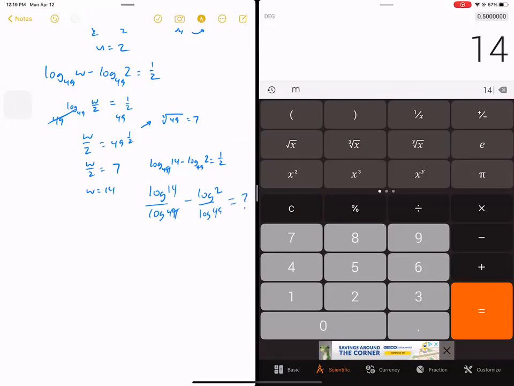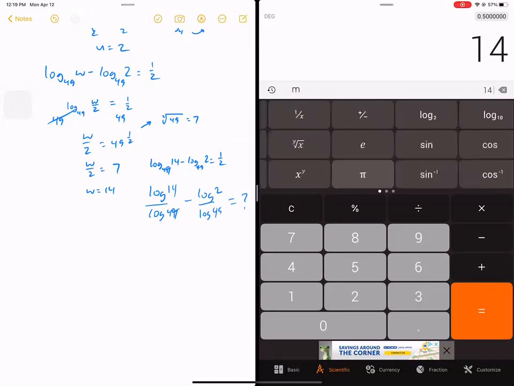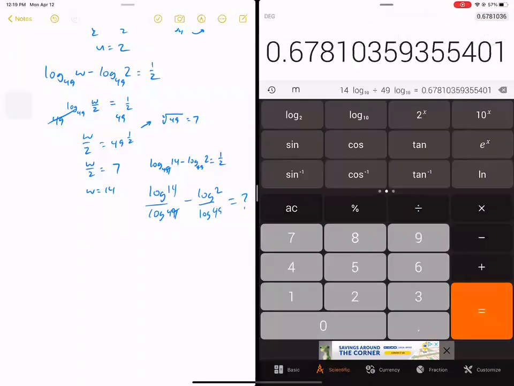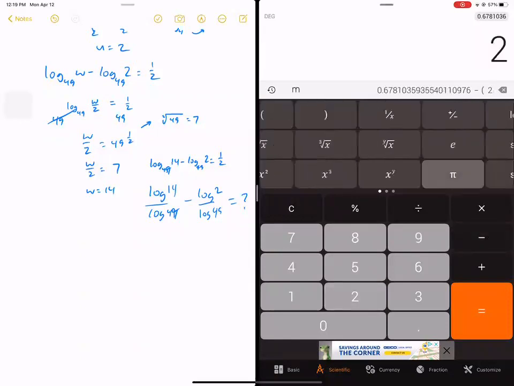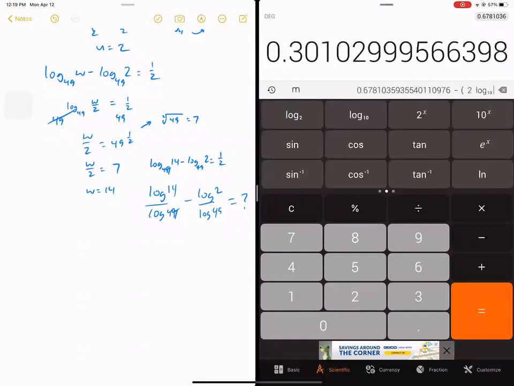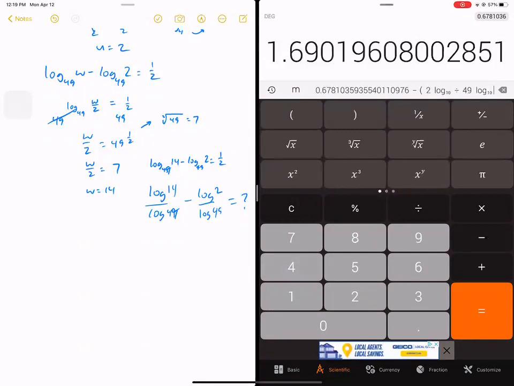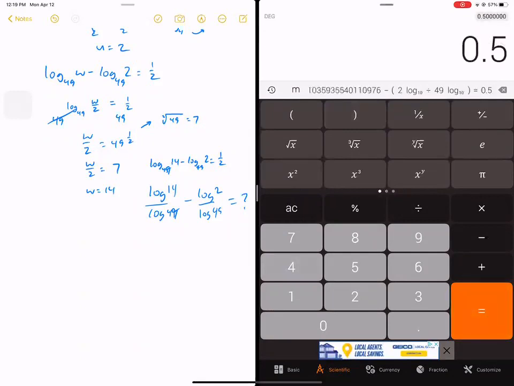So 14 log divided by 49 log. Okay, then we're going to minus this answer, and I need to throw myself a parentheses here so I don't mess up: 2 log divided by 49 log, close that parentheses, and then we're going to hit equals, and we end up with 0.5, the 1/2 that we were hoping for.